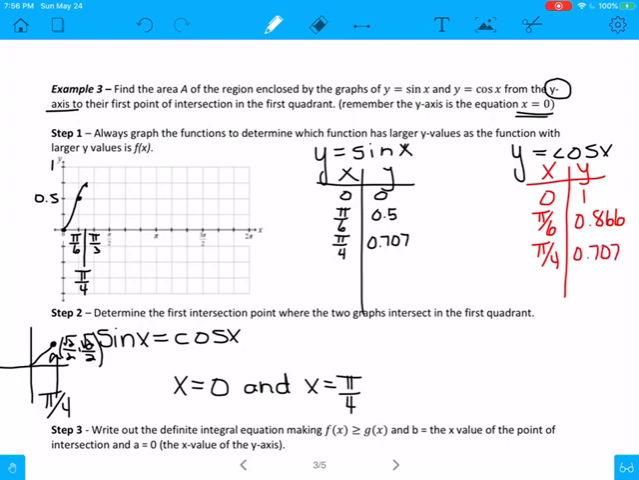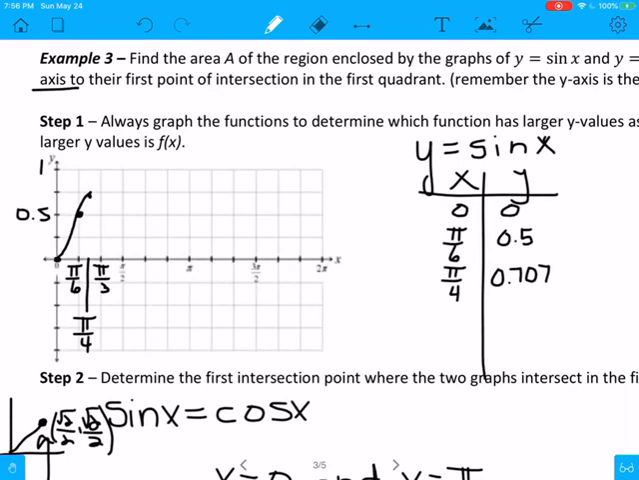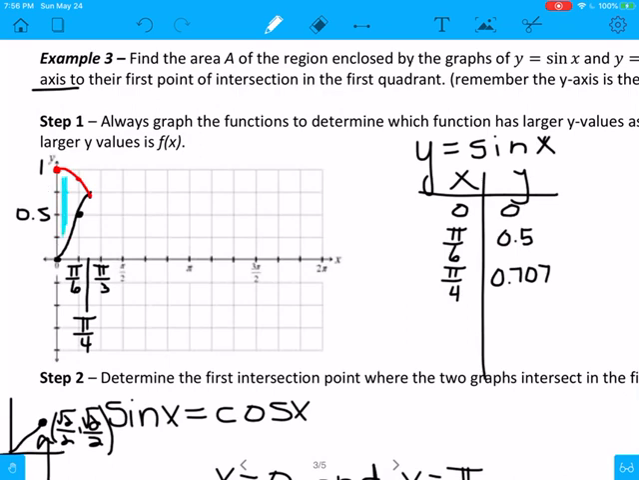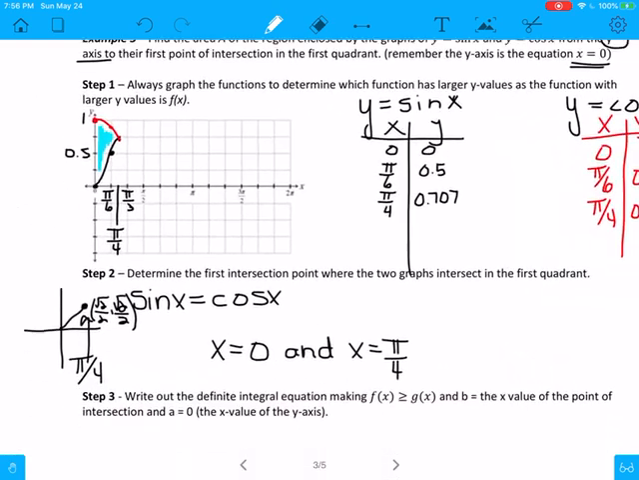So we're going to still plot that. So at 0, we have 1. And then at pi over 6, we have 0.866 whatever. And then it goes to here. So we're doing this, and we're trying to find the area in between. This area in here. So which is my higher graph? The cos graph, the red graph.